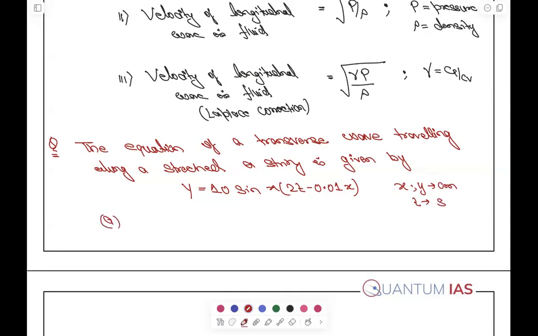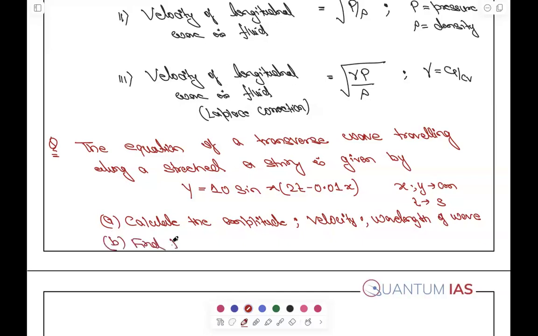A, calculate, बहुत ही घटिया क्वेश्चन है बट यूपीएससी में पूछा गया वो क्वेश्चन इस टाइप का. Amplitude, velocity and wavelength of wave. Find the maximum transverse speed of particle. Find, right.